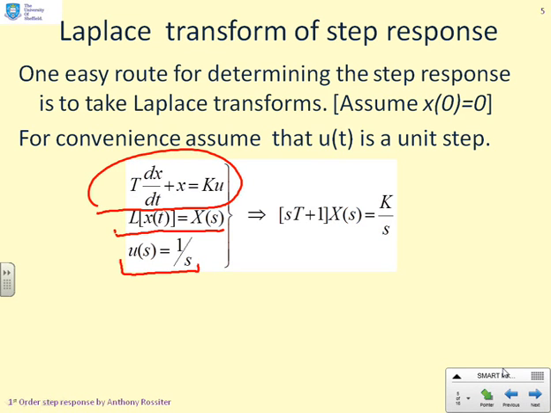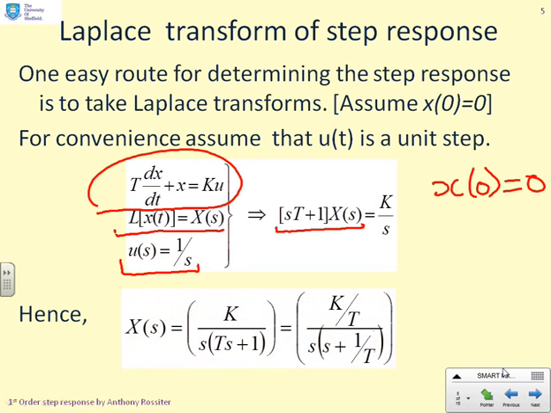When you take the Laplace transform of dx/dt, you get sX. And therefore, when you take the Laplace transform on the left-hand side of your model, you get this term here, (sT plus 1) times X(s). And on the right-hand side, we had Ku, so that becomes K/s, because the Laplace transform of u was 1/s. And note, we've assumed that x(0) equals 0. I can now rearrange this expression to find X on its own, and you will get this here. X(s) is (K/T) over s times (s plus 1/T).